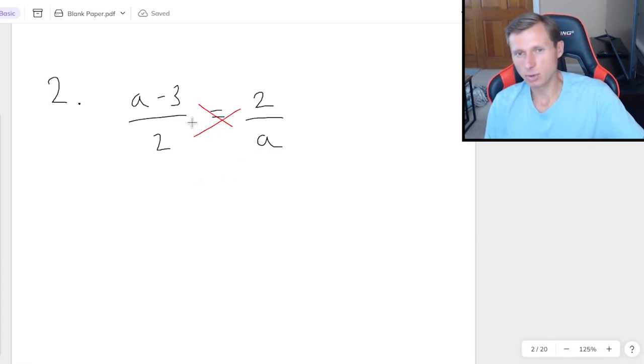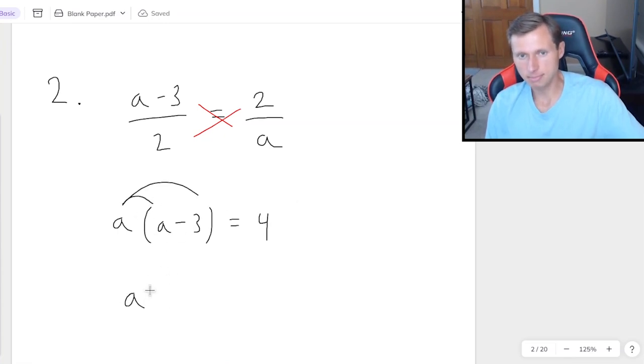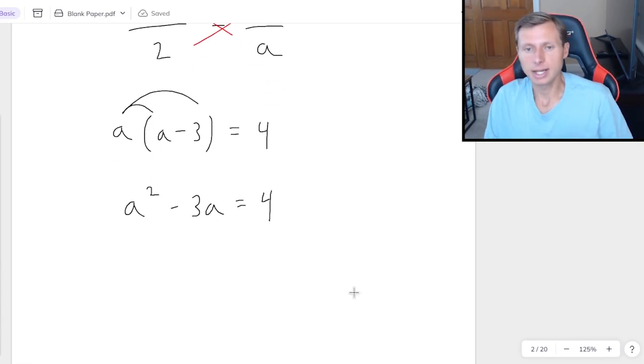So now when I do my cross multiply, it's going to be, for the left side, a times a minus 3, which I'll reduce later, equals 2 times 2, which is 4. So now I just have to distribute the a to both terms here. A squared minus 3a equals 4. And in case you don't know how to solve this, as soon as I see the a squared, I should be thinking about factoring. But I can't factor if I have it equal to 4. I need to have it equal to 0.